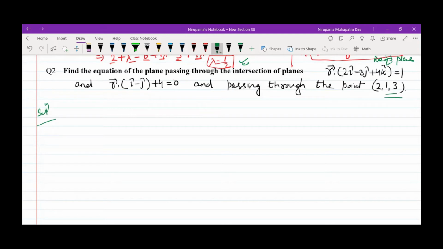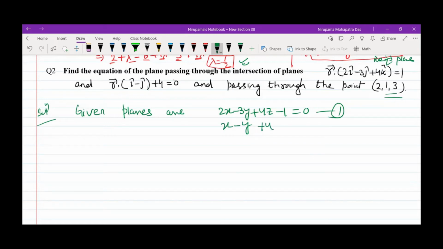Okay, here we are given the equations in vector form. If you want, you can write in vector form, but I would prefer to take it in Cartesian form. Given planes are: first one is 2x minus 3y plus 4z minus 1 equal to 0, and this is x minus y. Here there is no z component, so plus 4 equal to 0. These are the two equations given to us.